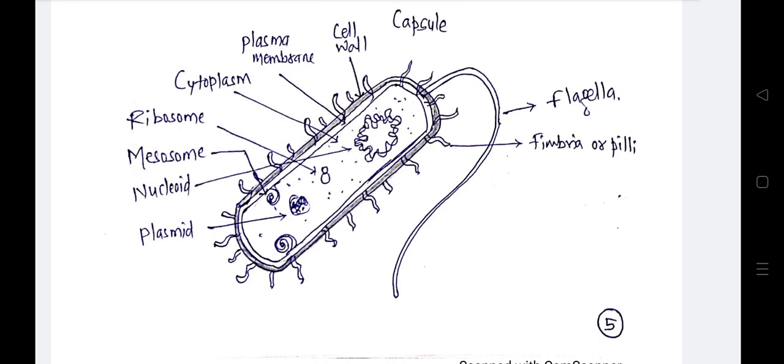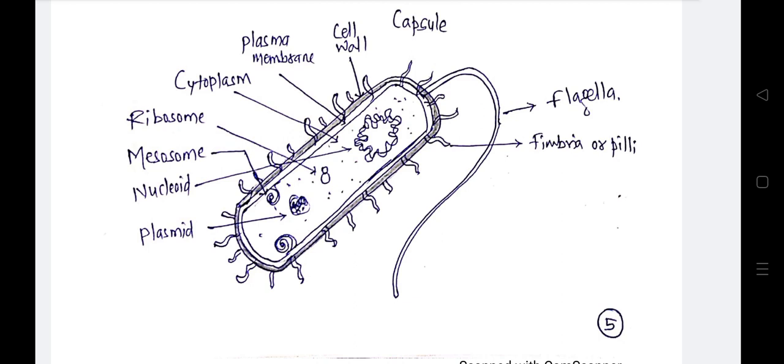An infolding of the plasma membrane in the cell cytoplasm is called a mesosome. It is also called chondroids. They are made up of tubules and lamellar whorls. The mesosomes are of two types, septal mesosome and lateral mesosome.